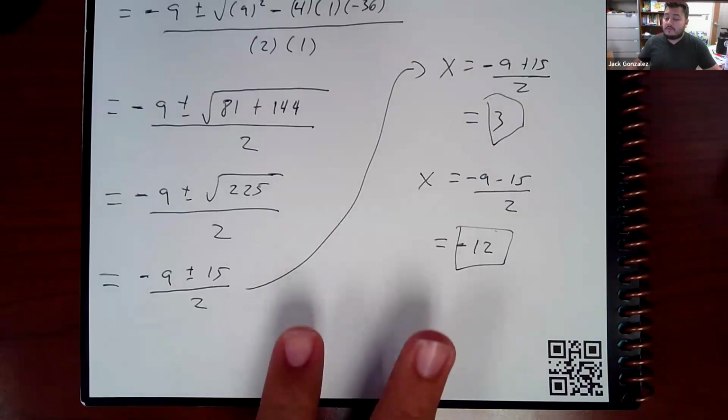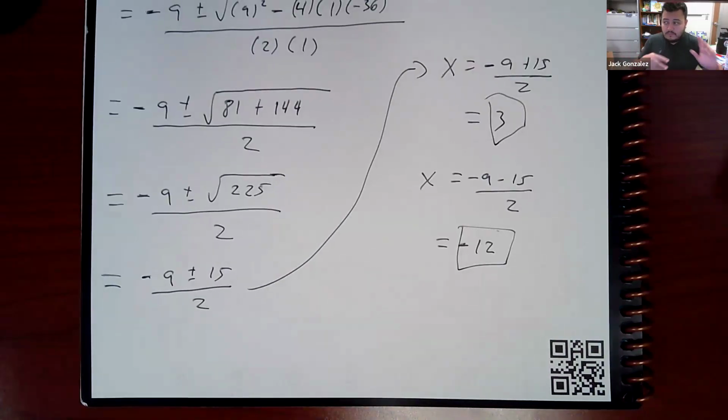Just remember, it has to be equal to 0. So if it's not, move it around. Set it to 0. That's pretty much it for this section.